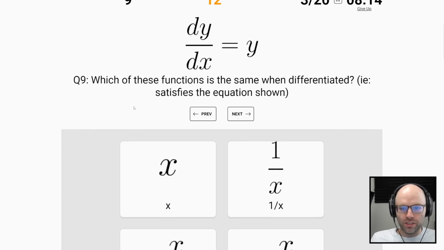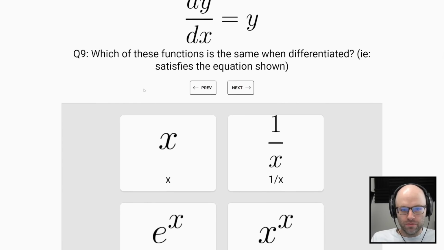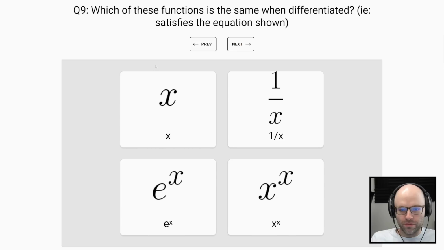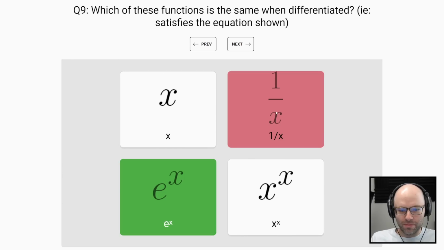Which of these functions is the same when derived? X does not equal x when derived. 1 over e to the x does not equal e to the x. X to the x does not equal x to the x. It must be 1 over x. I'm stupid?